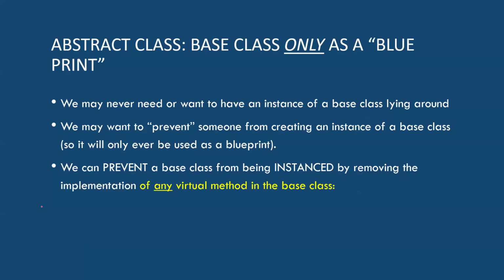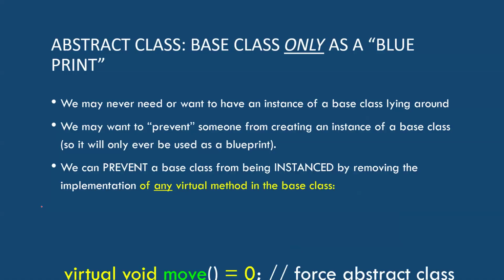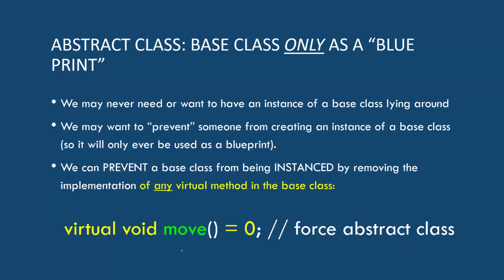So it turns out that if you want to prevent a base class from being instanced, you can set any virtual method to 0. It's really weird. This is some pretty sad syntax, if you ask me. But virtual void move equals 0 is saying, hey, I do not want this class to be able to be instanced. So any method that you set to 0 in that way prevents that base class from being instanced, which sometimes you don't want to do.